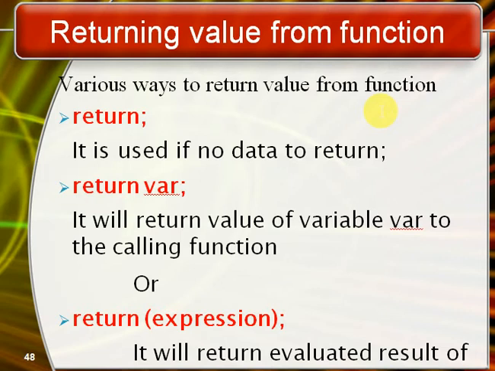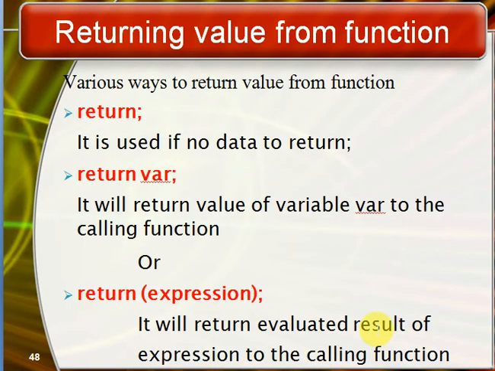Various ways to return a value from a function. Simple return is used if there is no data to return, meaning it returns only control back to the calling function. Then return var, where var is the name of a variable, will return the value of the variable to the calling function. Similarly, we can use a return statement like return expression. So it will return the evaluated result of the expression to the calling function. So these are three different ways to use the return statement.